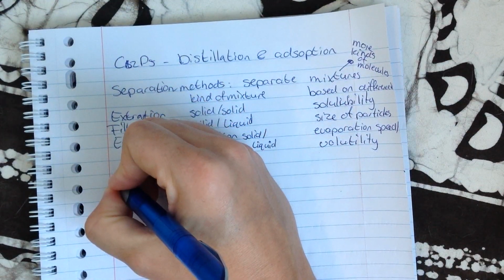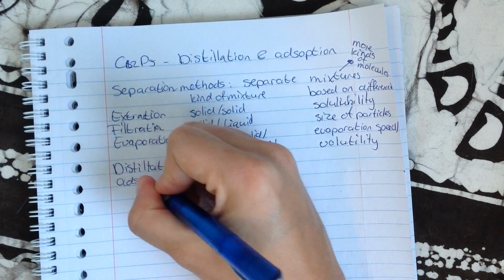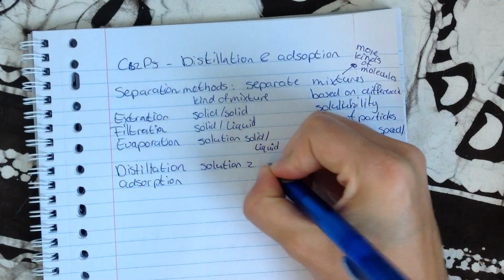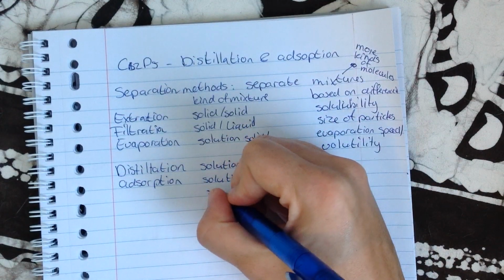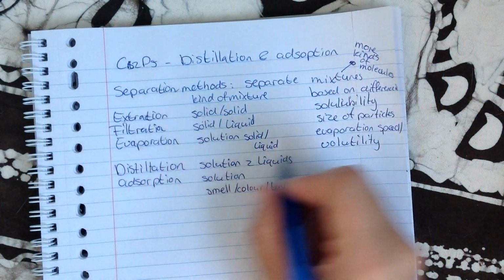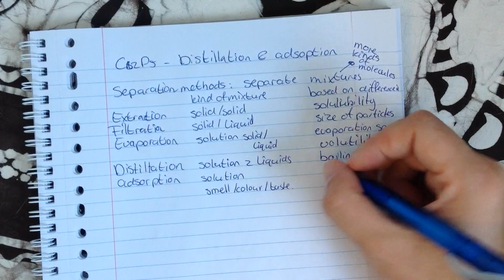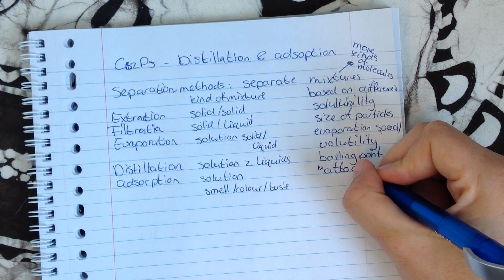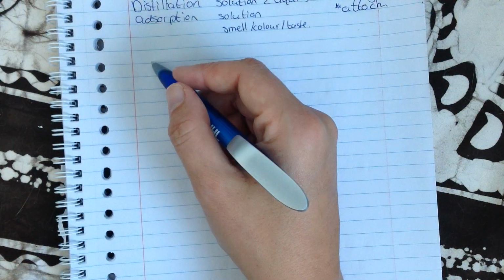Okay, there are two more for today, and those are distillation and adsorption. I'm just gonna fill up this table and then I'm gonna explain what it actually is. This is a solution of two liquids, and this is a solution of smell, color, or taste. This one is based on boiling point. And this one is based on how easy does it attach. So this is does attach or not. Okay, first I'm gonna work on distillation, and then we're gonna do the adsorption thingy.